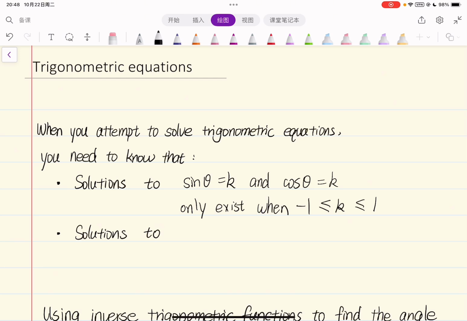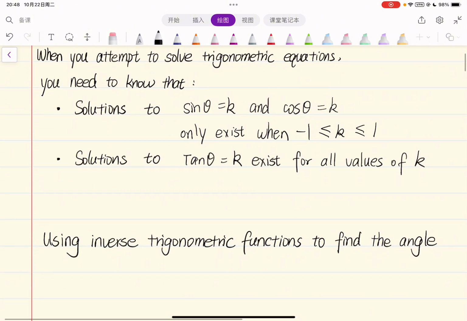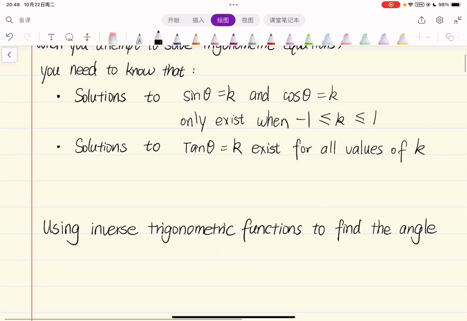And the solutions to tangent theta equals k exist for all values of k. We usually use inverse trigonometric functions to find the angle.